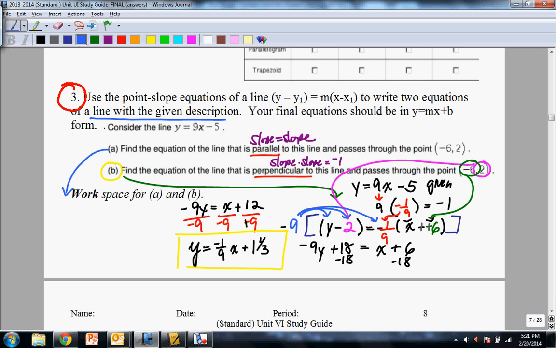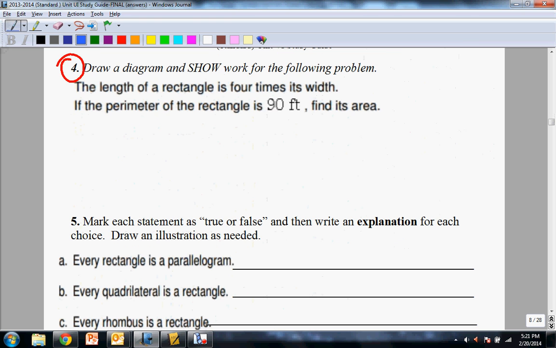Now don't forget, you still have A to finish up here. There's an A and a B. We just did B. It says draw a diagram, show your work. It says the length of a rectangle is 4 times its width. The perimeter of the rectangle is 90 feet. Find its area. So very slowly, let's put in our information.